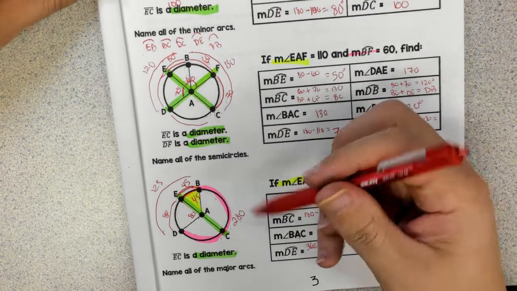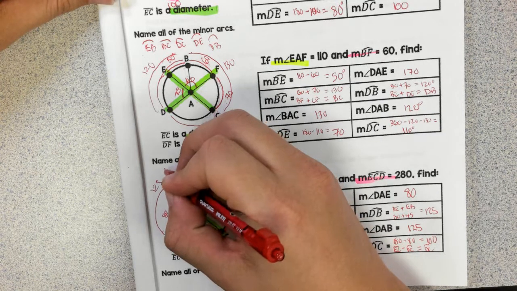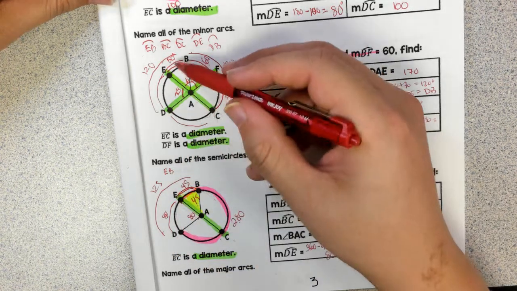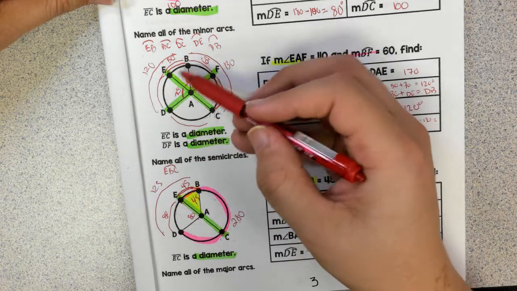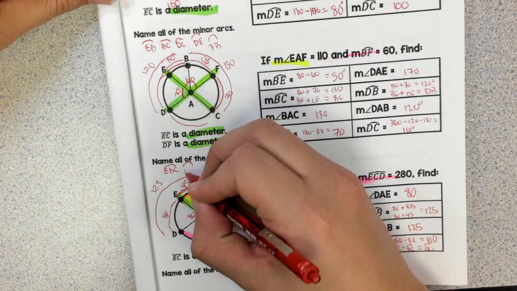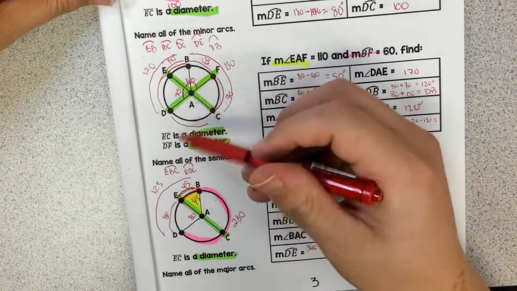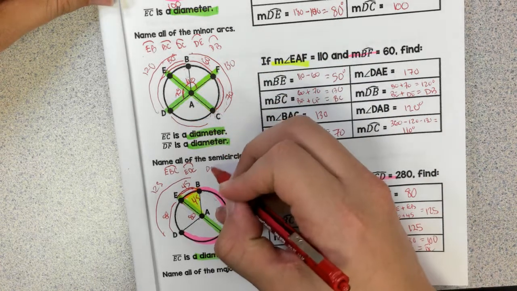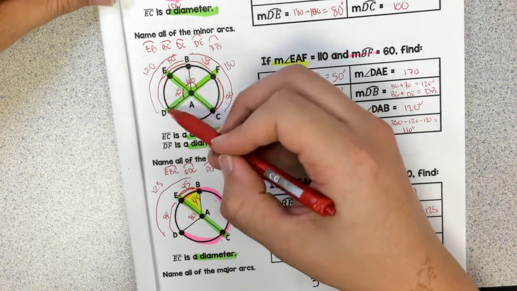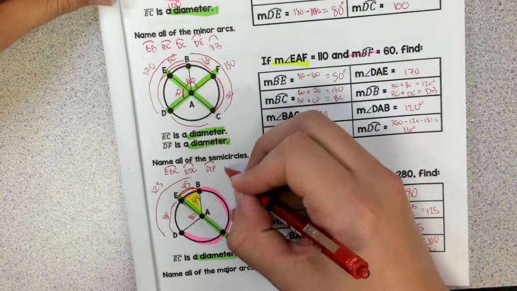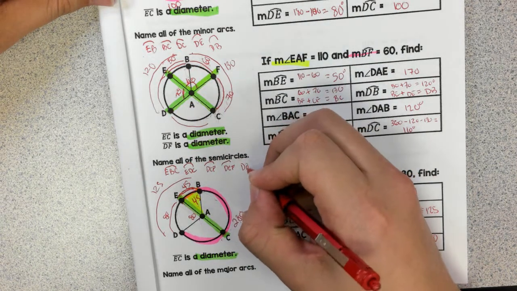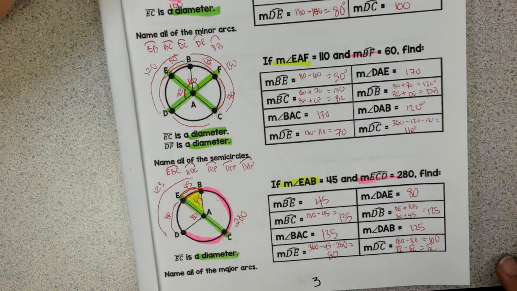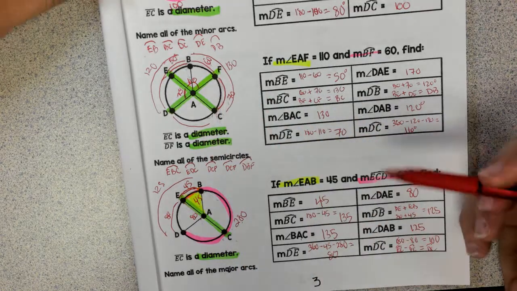Over here where we're naming the semicircles, we have semicircle EBC. We have semicircle EDC. We have semicircle DCF. We have semicircle DEF or semicircle DBF. Remember, you need 3 letters to name all semicircles. Okay? And remember, a semicircle is just half of the circle.